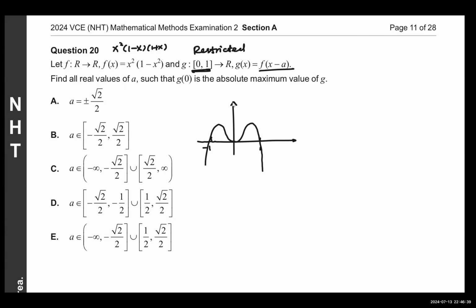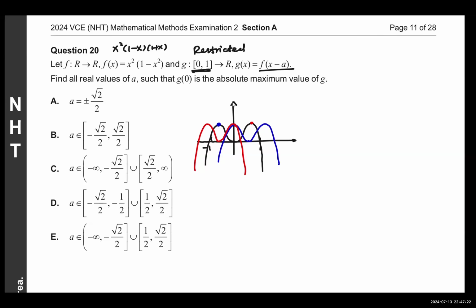Okay. Could be g(0) is the absolute max value of g. Well, if you push the graph to the right or to the left, you have this one. Move to here. Yep, that's one possibility. And you could also get this value moved to here. Something along these lines.